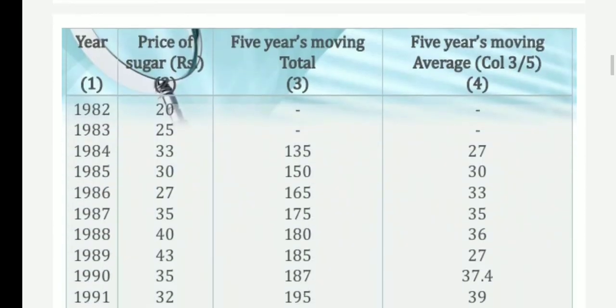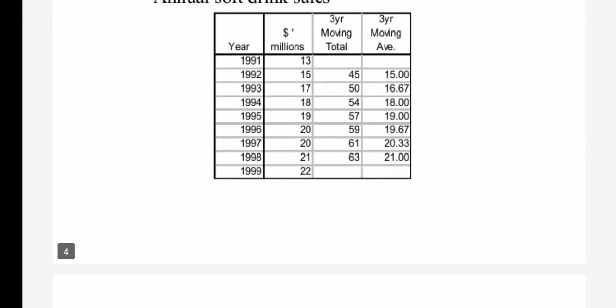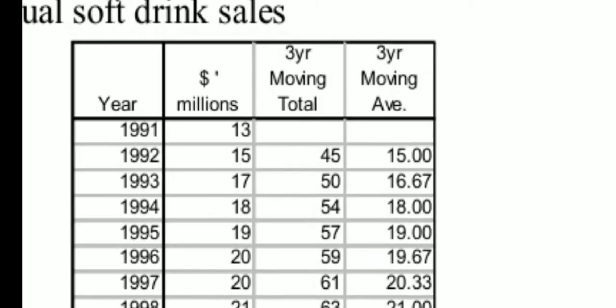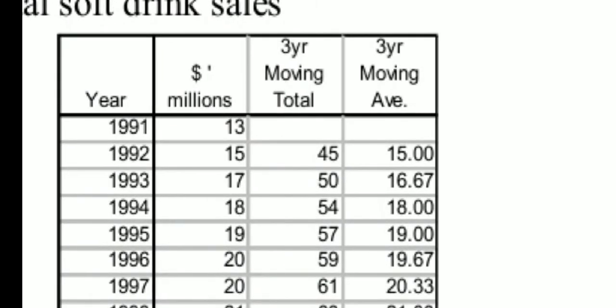One more example is there. See 91, 92, 93. Here a 3 yearly moving average is there. So what have you done here? See the third column, the first two values are already given. In the third column, the 3 year moving total, you have to take first, second, third. So 13 plus 15 plus 17 gives you 45. Next figure is 15 plus 17 plus 18 gives you 50. Next is 17 plus 18 plus 19 is 54. Like that you have to add. Then in the next column divide it by 3. That gives you the moving average.